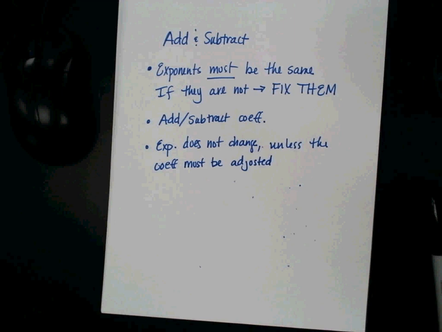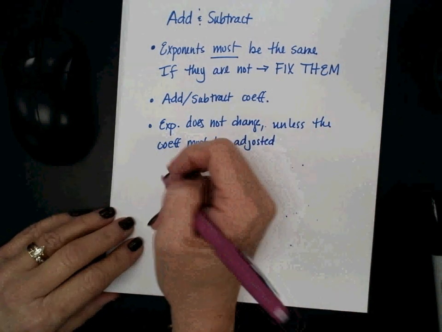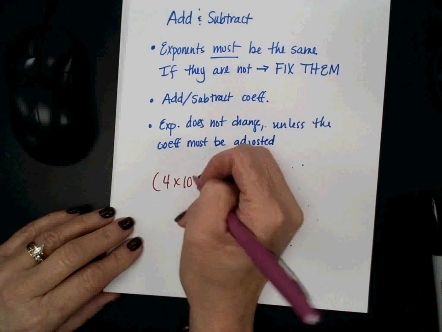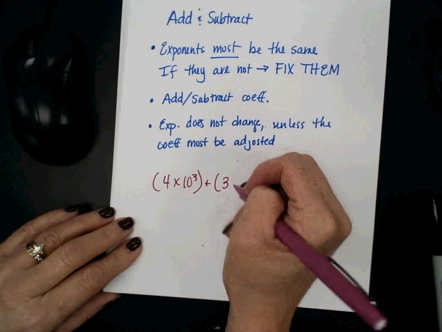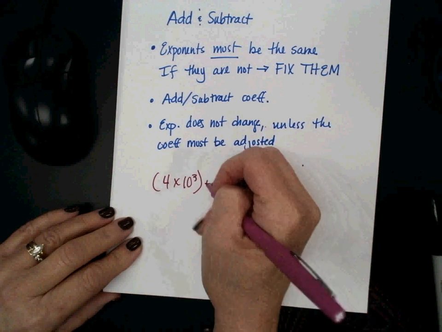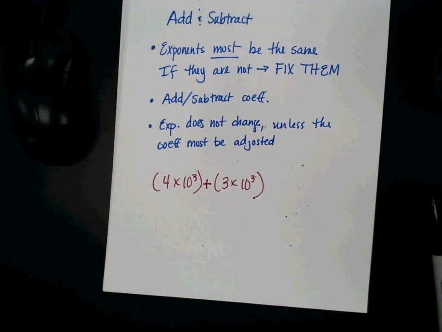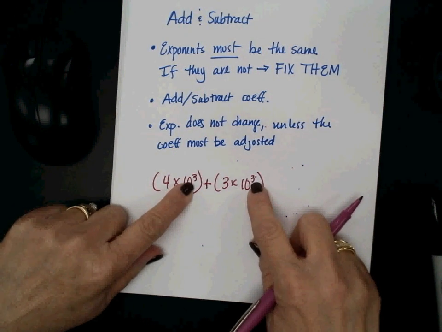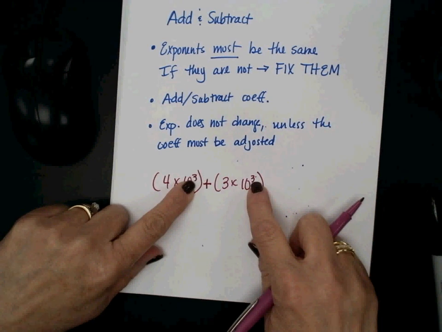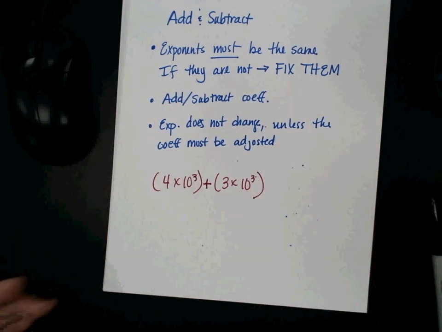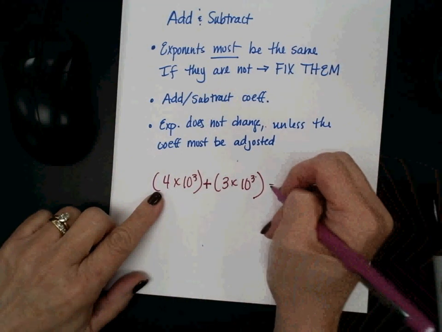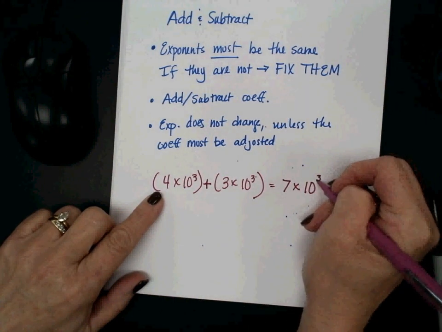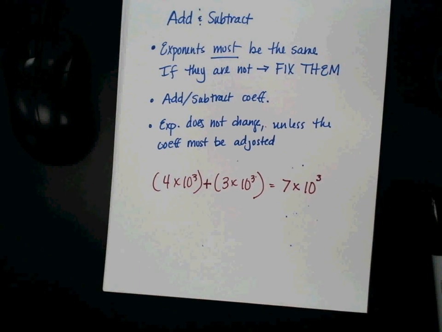So let's just look at a couple of these. We'll start with something super easy. Let's just say I have 4 times 10 to the third plus 3 times 10 to the third. When you see a plus sign or a minus sign, the first thing you want to do is go to your exponents and ask, are they the same? Yes, they are. And then you go, thank you, Mrs. Beal. This is an easy one. So all I have to do is my addition. 4 plus 3 is 7, and I don't have to do anything else. Carry my exponent over. 7 times 10 to the third.